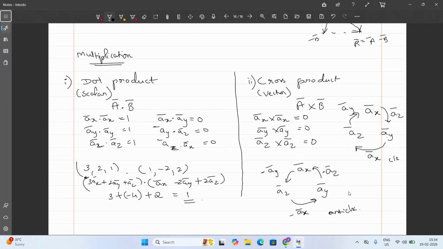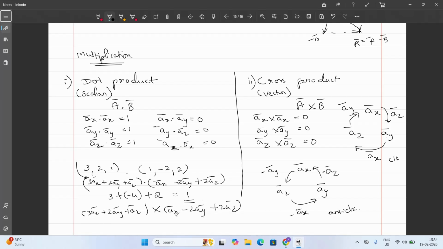So if you try to take the cross product, you are going to end up with a vector value, not a scalar value. You will be having ax, ay, az values there. So that you can try out. For the given values, you can try to find the cross product. It will be 3ax plus 2ay plus az, cross product with ax minus 2ay plus 2az.